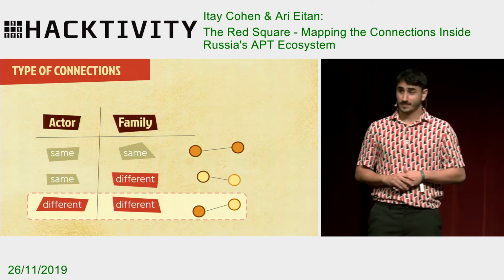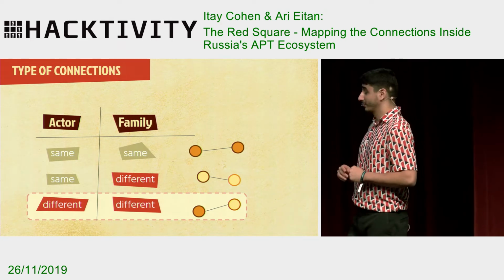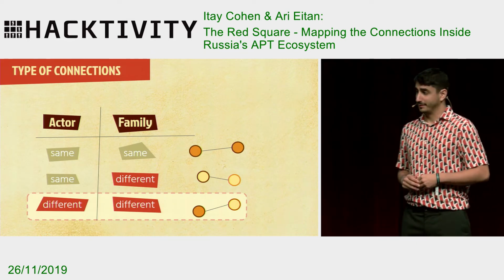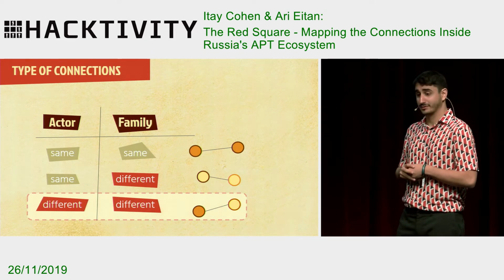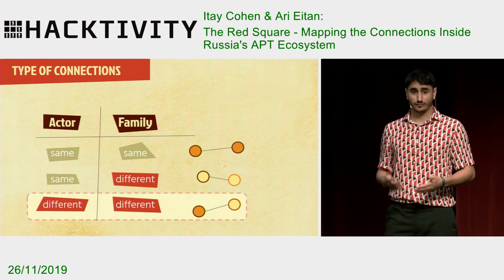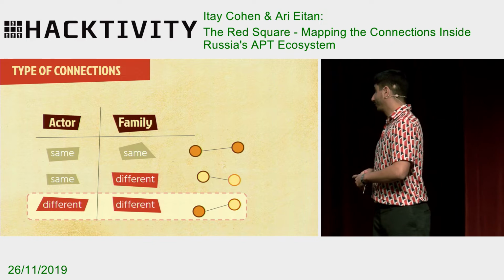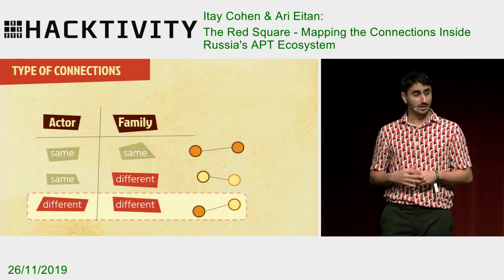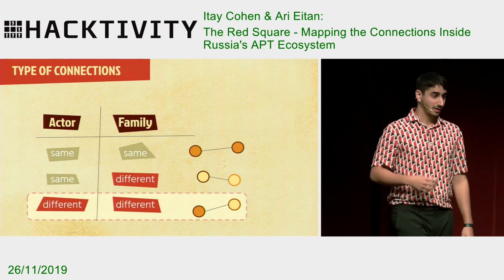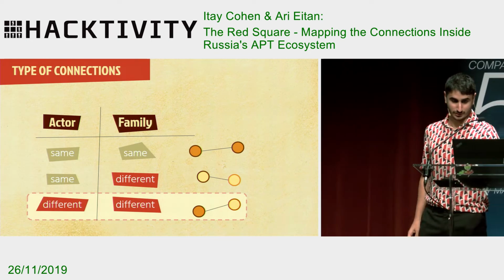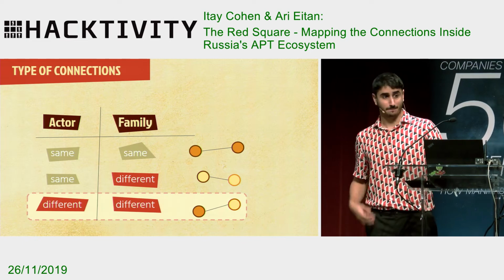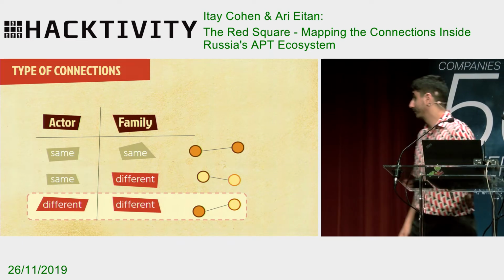The second type of connection that we have is when 2 samples are of the same actor, but of different families, sharing code with each other. And this is very good for attribution. And the third type of connection that we have is, for us, the most important and the most interesting one: when 2 samples of different actors and of different families are sharing code with each other. So before I share with you the results of the analysis we did, let me introduce you to the first tool that we are showing today.